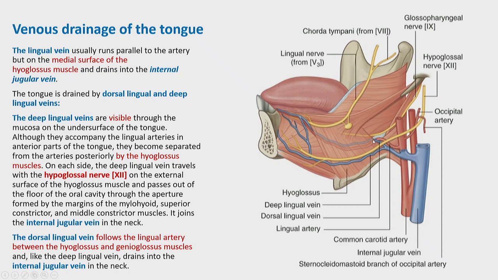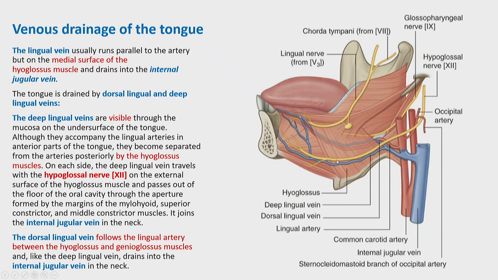The other one, which is here, you can see, is the dorsal lingual vein, which follows the artery, and then it continues and goes between the hyoglossus and the genioglossus muscle.